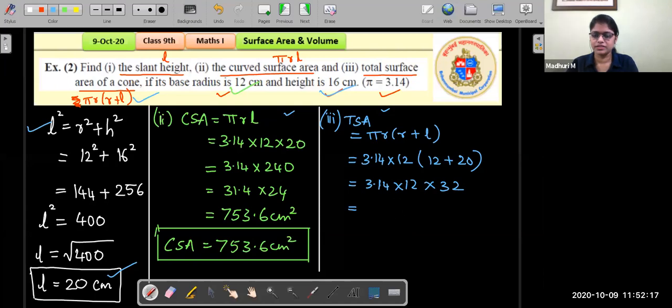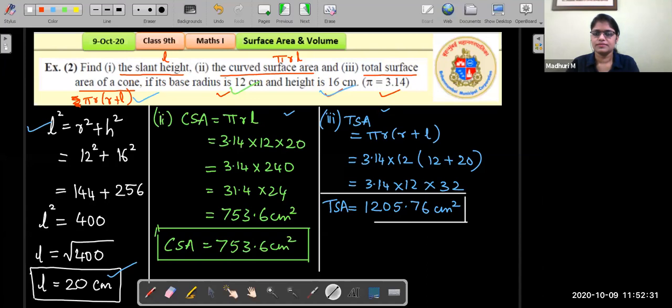And multiplying this out, you should get 1205.76 centimeters squared. This is the total surface area. I hope most of you must have got the answer, right, students? That's the total surface area. Now, let us try to look at the next question.